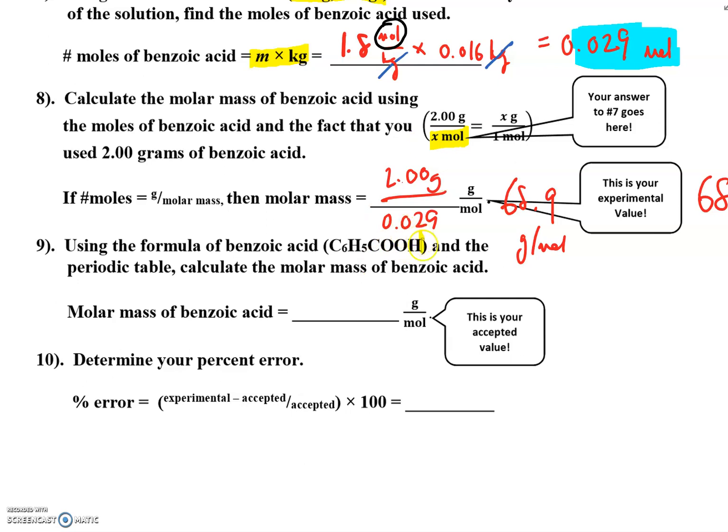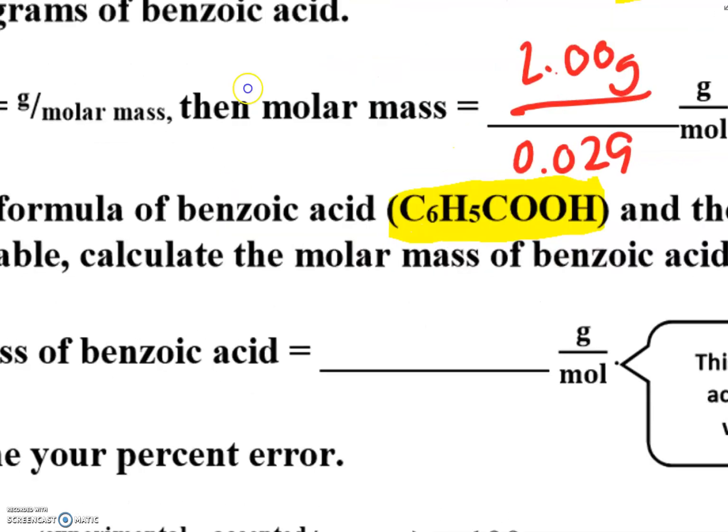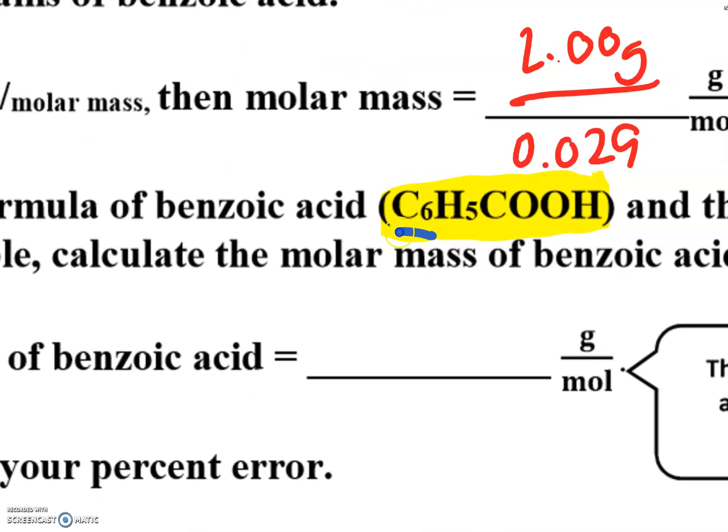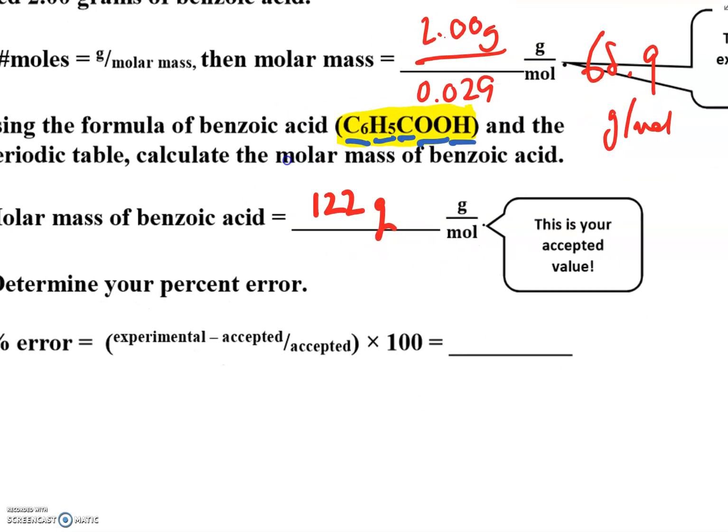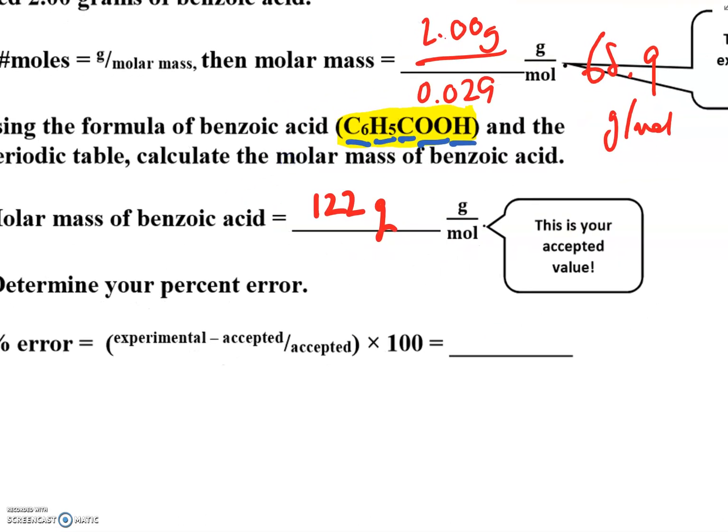Ladies and gentlemen, we've been doing this since chapter 7, calculating molar mass. So here, we've got 6 carbons. They're each 12 grams, plus 5 hydrogens, they're each 1, plus another carbon, 2 oxygens, and another hydrogen. We get a molar mass of 122 grams. This is our accepted value. And we're going to plug these in to get our percent error.